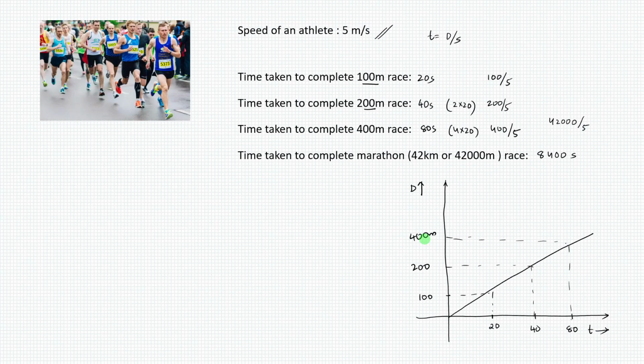But in reality, the speed of the athlete will not be constant. See, for example, he is going for a marathon, which is 42 kilometers. So we don't expect this 5 meters per second to be constant. Why is this graph linear?